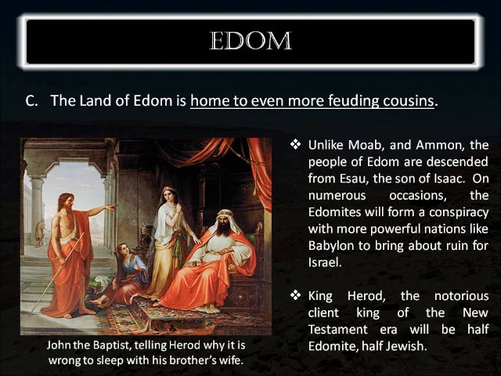But in the New Testament time, the Edomites will have basically been renamed by the Greeks. They'll be called the Edomians. And one of the most famous Edomians that we know of is King Herod. That's right, that notorious client king of the New Testament who is probably most well known for trying to kill Jesus as a baby. This king is going to be half Edomite and half Jewish.